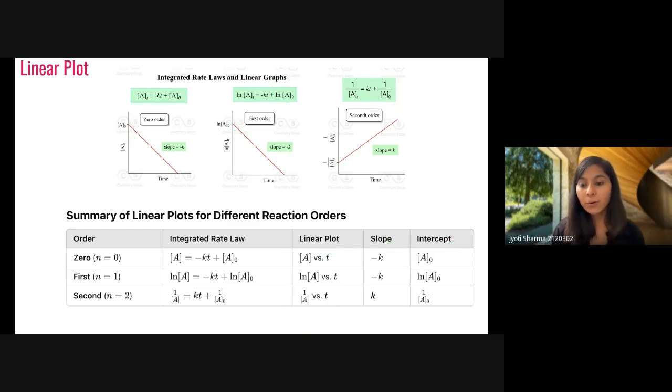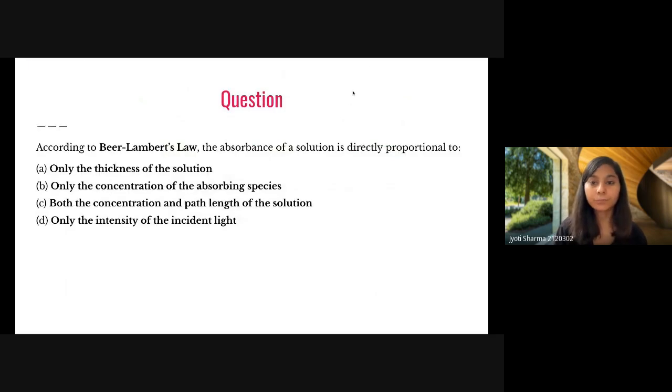So this was about the order of the reaction. One question I put here is based on Beer-Lambert law. According to Beer-Lambert law, the absorbance of a solution is directly proportional to what? Options: A is only the thickness of the solution, B is only the concentration of absorbing species, C is both the concentration and the path length of the solution, and D is only the intensity of incident light.